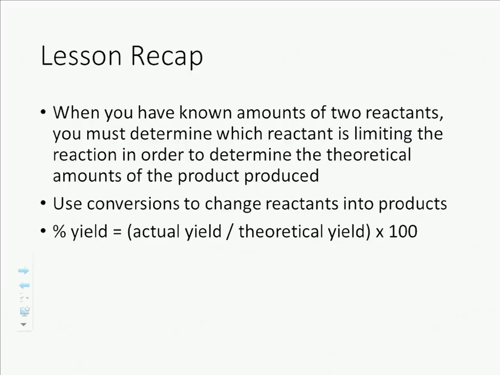But note, you can use all of these conversions, just as we've been doing so far, to change reactants into products. But you're really focusing on the fact that you have two amounts of reactants. You have to first figure out which one's in excess and which one's limiting. If you have three reactants, it's the same thing. You have to figure out which one is limiting, and then you'll have two that are in excess.